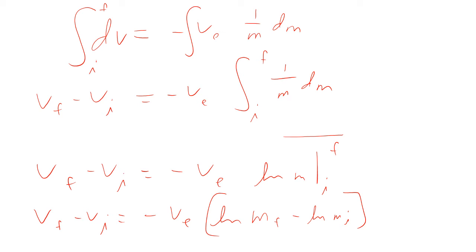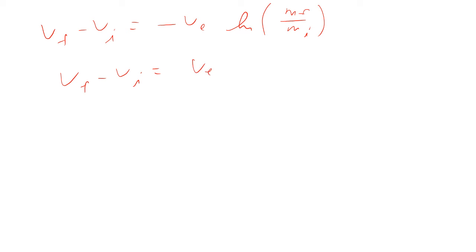Okay, so I can take this and look at it and say v final minus v initial equals minus v_e natural log of m final over m initial. The difference of the logs is the log of the ratio. I can fold the negative in there. v final minus v initial equals v_e natural log of m initial over m final, and that's because the minus log of x equals the log of 1 over x.